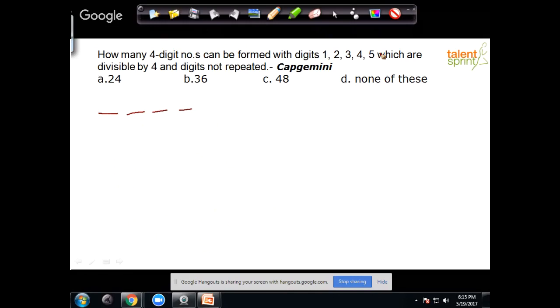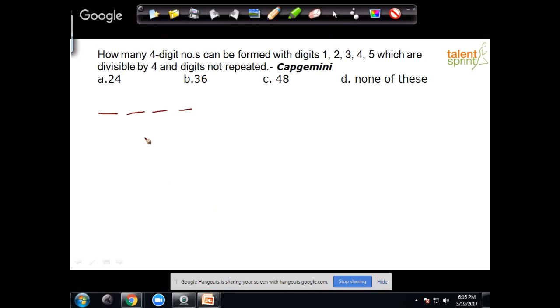Now, the first thing that you should know to solve this question is the divisibility rule of 4. What is the divisibility rule of 4? If the last two digits of any number is divisible by 4, then the given number is divisible by 4. If you are clear with this concept, you will be able to solve this question very easily.